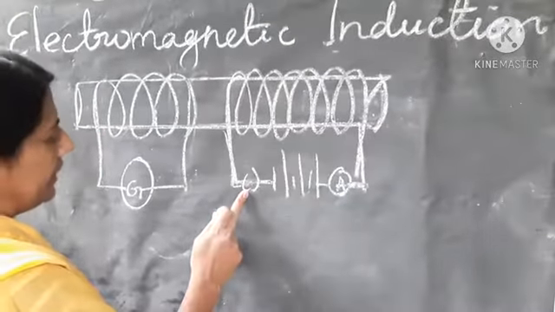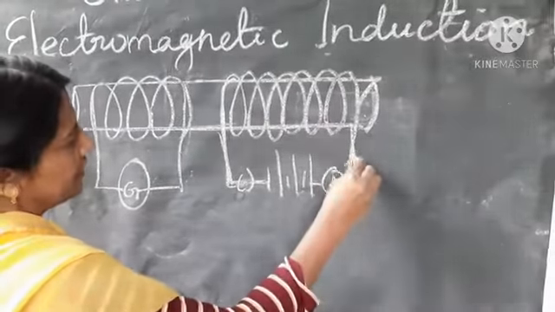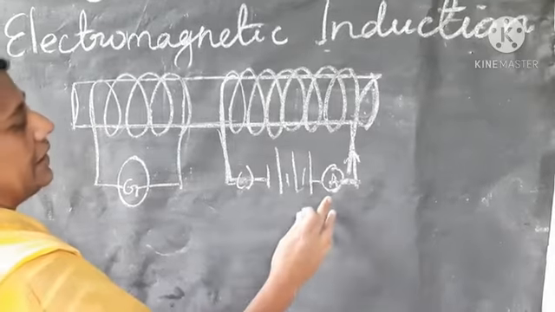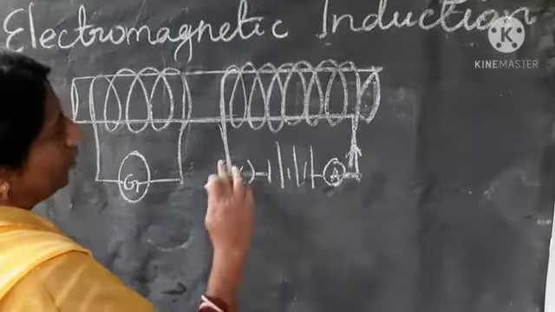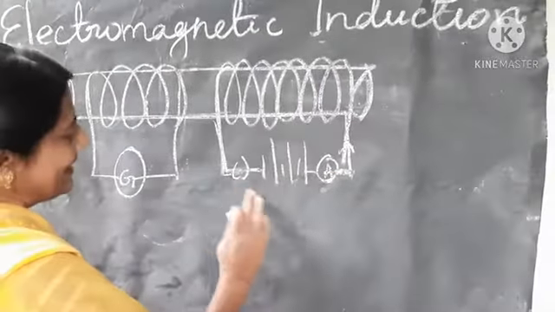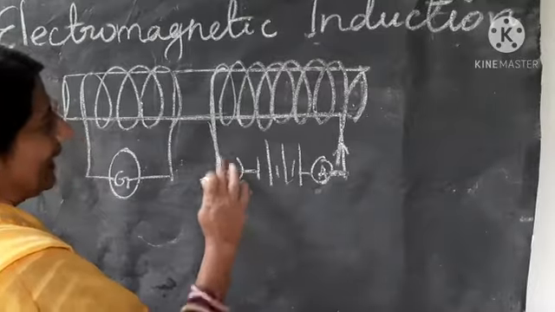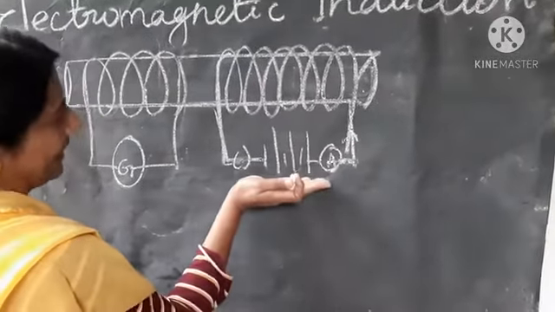When the key is plugged, the current will flow through this direction. It can be noted with the help of a meter. Now it is a current carrying conductor. You know very well, in this lesson we are discussing that a current carrying conductor behaves like a magnet. Now it is a magnet.